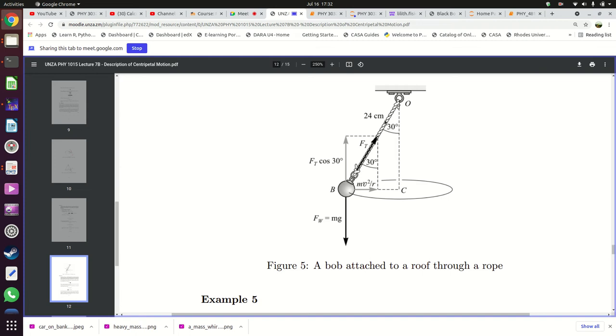Can you see my cursor? Yes, sir. This is 30 degrees. Here is 90 degrees. So 30 plus 90 gives you how much? 120. The angles in a triangle add up to 180 degrees. So if this is 30 and this is 90, then this is going to be 60. If you choose to use 60, that's up to you. You always have a choice of how you want to work out the problem.